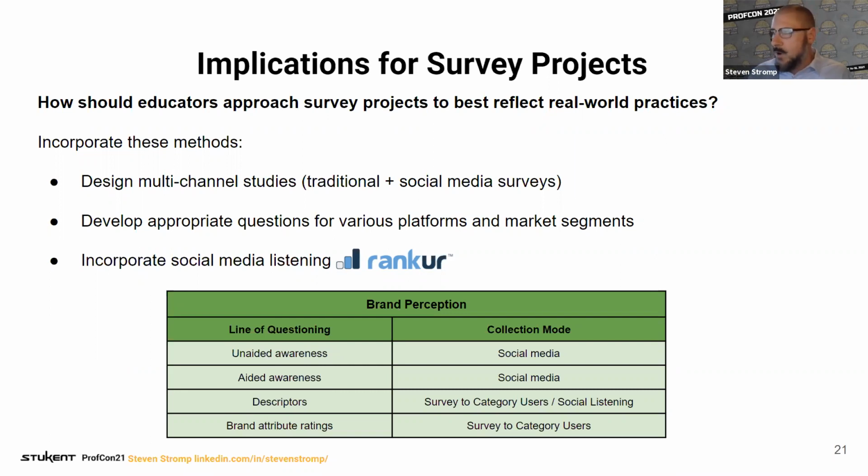So it might be for a brand perception, in my example here on the bottom, that some of this comes from social media, a survey on social media. Some of it comes from social listening. Some of it comes from a survey directly to category users. And then we pull that together in a more holistic approach.